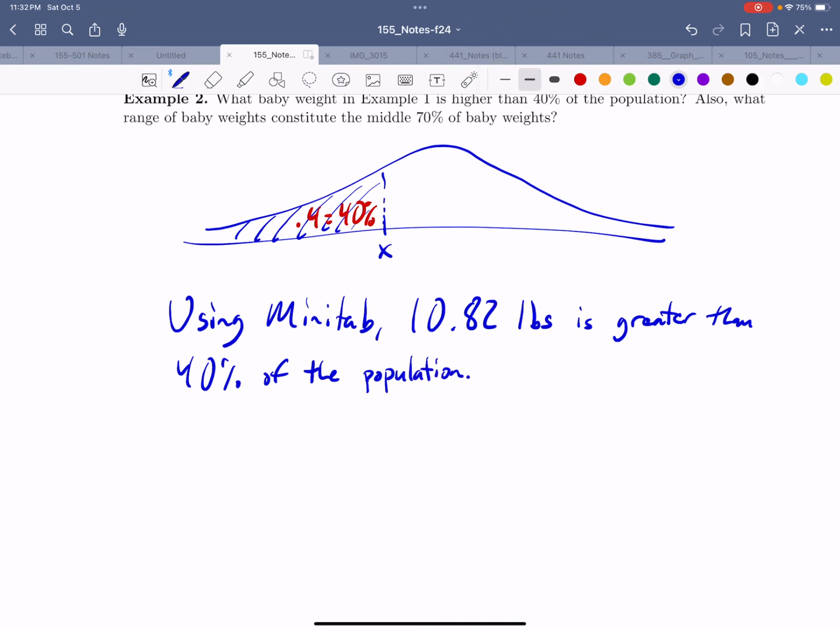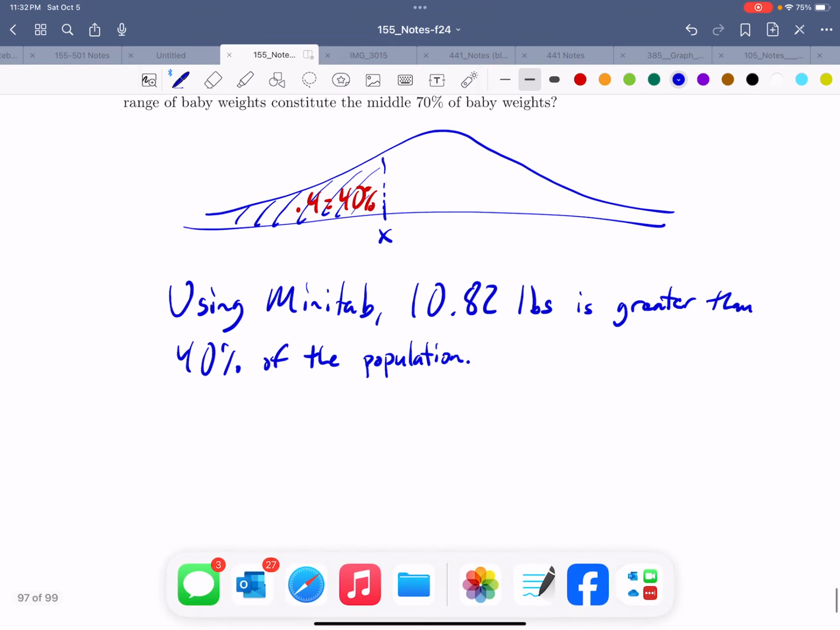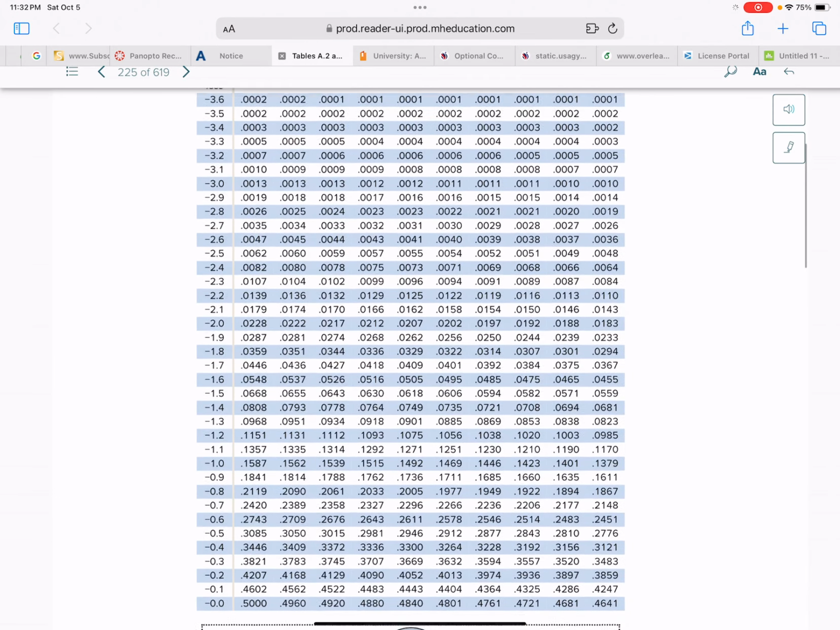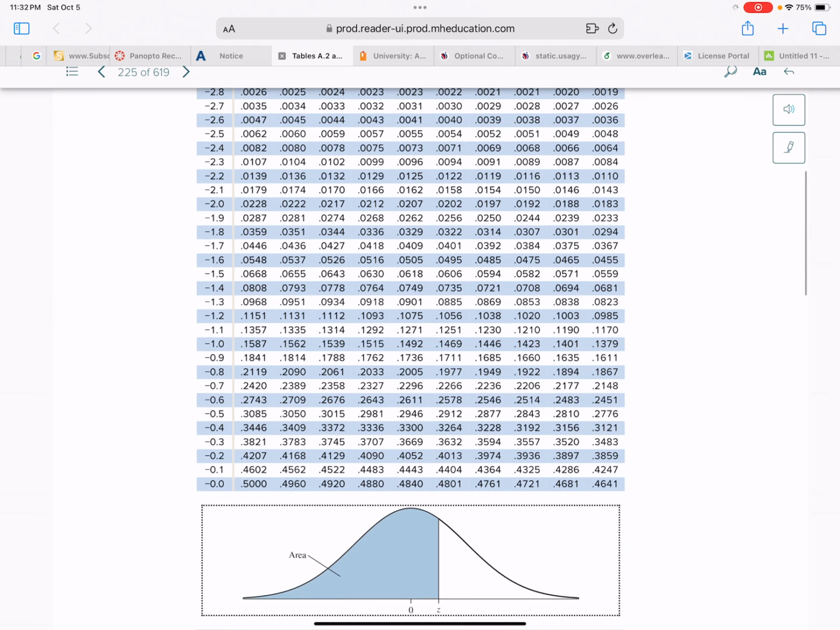Okay. If we didn't want to use Minitab, then what we could have done is find the z-score corresponding to 40%. And we would go here, and we would go here. Where's the z-score corresponding to 40%? It's roughly here or so, right? That looks like negative 0.25.